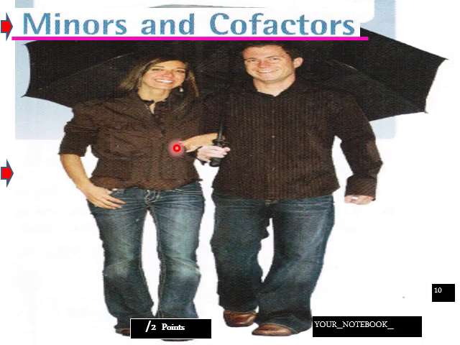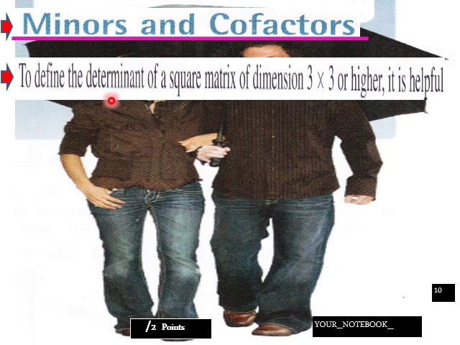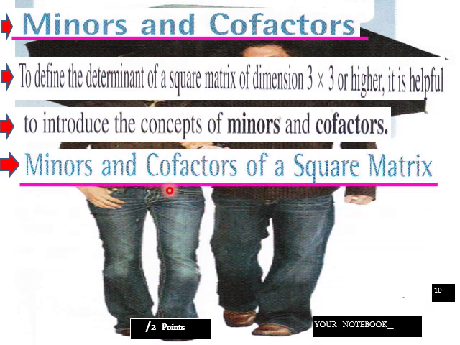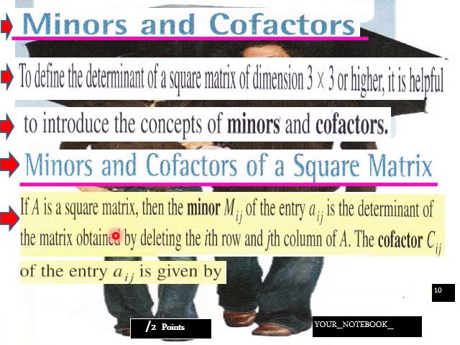Page 10, minors and cofactors. To define a determinant of a square matrix of dimension 3 by 3 or higher, it is helpful to introduce the concept of minors and cofactors. Minors and cofactors of a square matrix: if A is a square matrix, then the minor Mij of the entry aij is the determinant of the matrix obtained by deleting the ith row and the jth column of A.